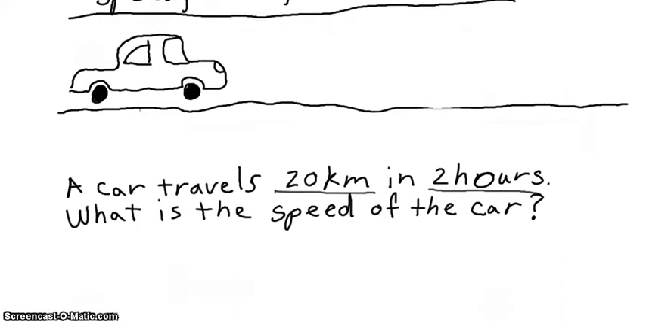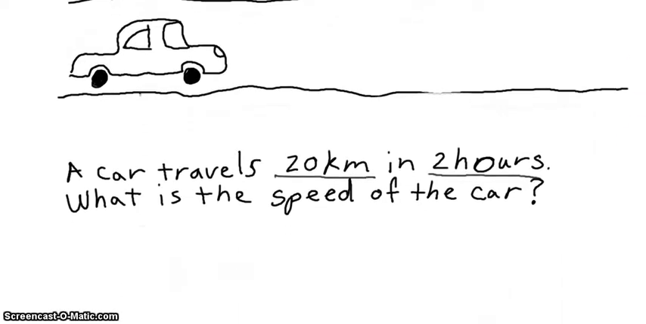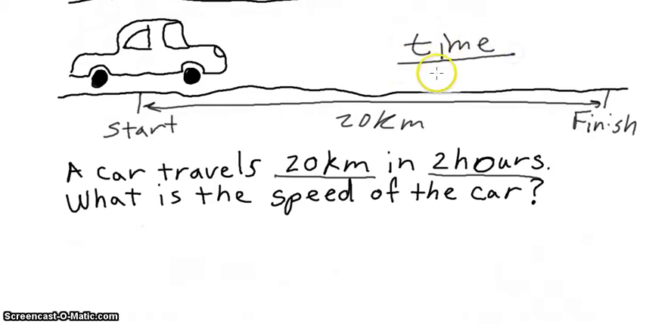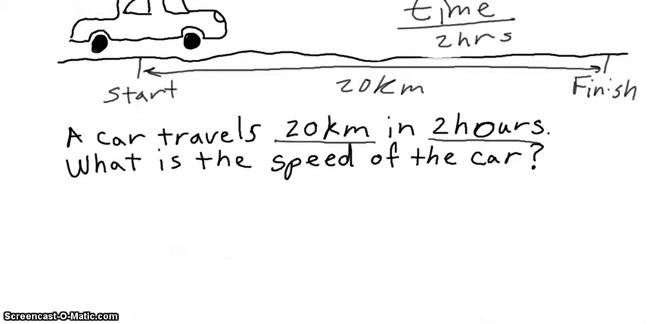So, if I have a car, like the one shown above, and in my problem it tells me that the car travels 20 kilometers in 2 hours, that means that when the car starts and when the car finishes traveling, the distance between those 2 points is 20 kilometers. And the problem also tells us that the time it takes to travel that far is 2 hours. Okay? So how can we use this information to find the speed of the car?